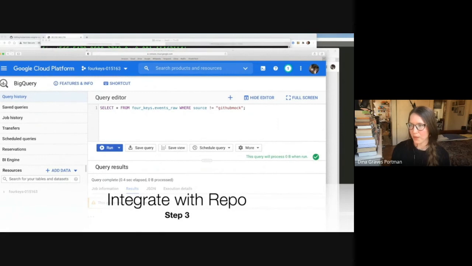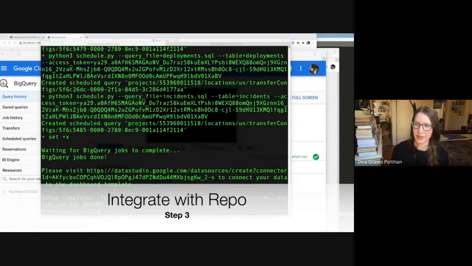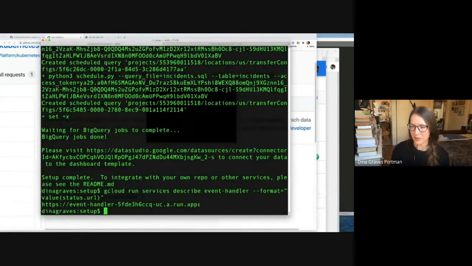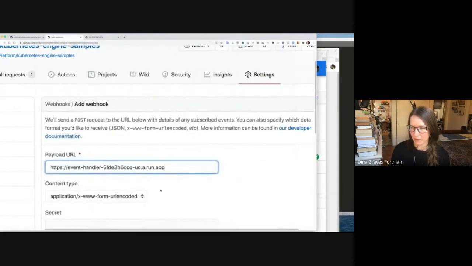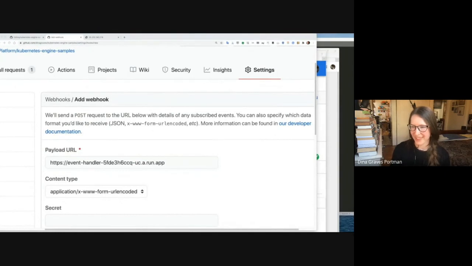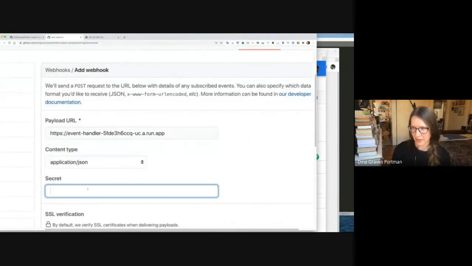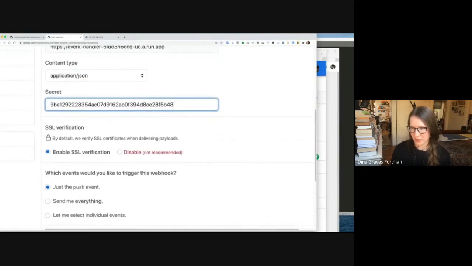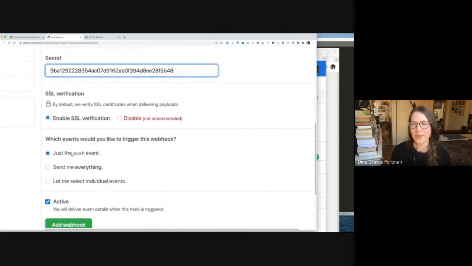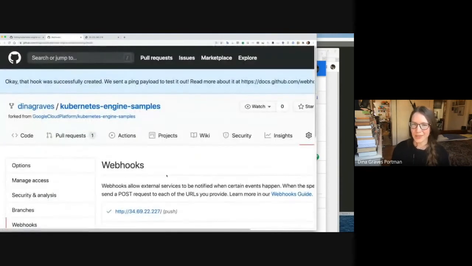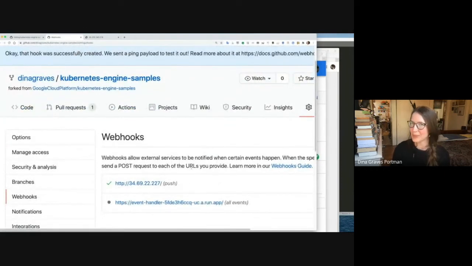So first thing we're going to do is we're going to integrate it with our version control system, and we are using GitHub. And so I'm going to need the URL for a webhook. And next I'm going to need the secret, which we created in the setup script. So there the secret is. And we want it JSON, put in the secret, and I want everything. I don't want just the push event.